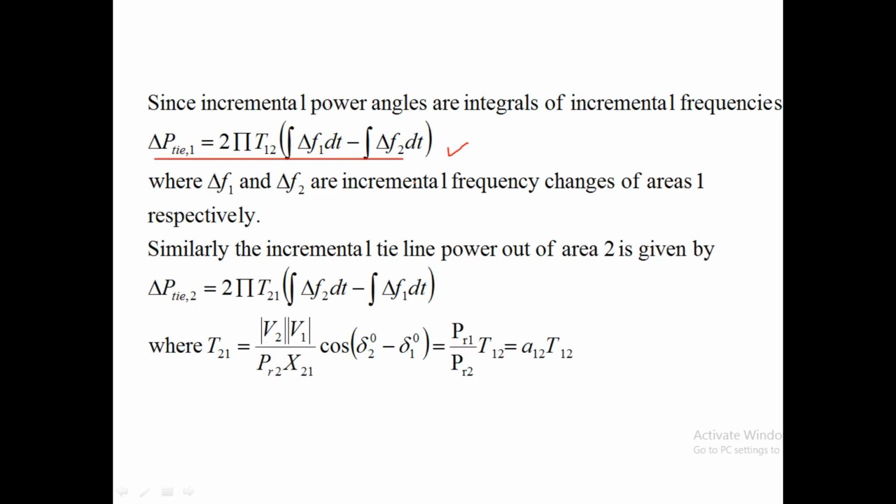We can represent the incremental tie line power, the change in tie line power, like this. Delta f1 and delta f2 are incremental frequency changes of areas 1 and 2. Similarly, the incremental tie line power out of area 2 is given by 2 pi into T21 integral of delta f2 dt minus delta f1 dt, where T21 can be represented by using the first equation, or T12. T21 can also be represented by using the relation of T12. So we will be getting this PR1 by PR2 into T12, or A12 into T12.